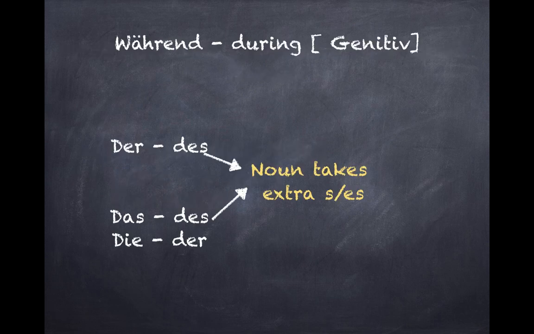Now we'll see the preposition während. It is a genitive preposition. It means during. When we do two activities together or simultaneously, we use the preposition während. It is also known as a temporal preposition that we can relate with the time framework. Before starting with the sentences, we'll see how the article changes with this preposition. Der and das change into des, and the noun takes an extra s or es that you need to memorize. And die, either singular or plural, changes into der.